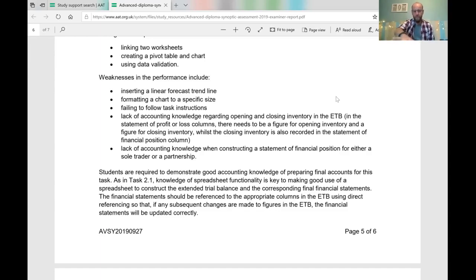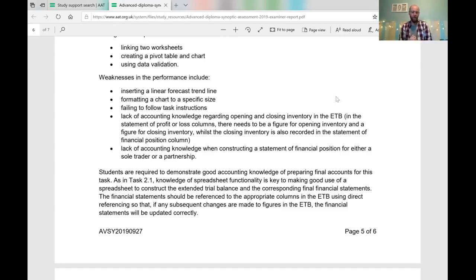So it says there, closing inventory, extended trial balance. In the statement of profit and loss columns, there needs to be a figure for open inventory and a figure for closing inventory, whilst the closing inventory is also recorded in the statement of financial position. So the examiner there is actually giving you the answers. They're saying that when it comes to opening and closing inventory, this is what it needs to be. So therefore you should make sure that you understand that.